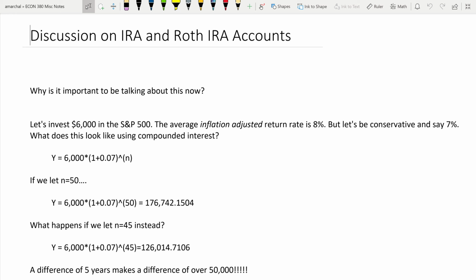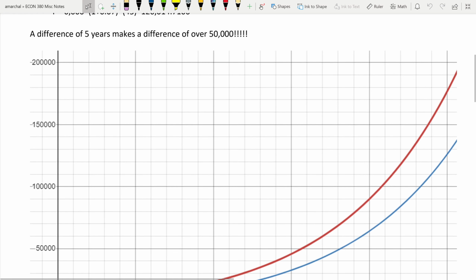So 6,000 times 1.07 to the 45th power is $126,014.71. So we already knew that compounding interest does a lot. In the long term, it gives huge benefits. However, when we're looking out towards the limit, just a difference of 5 years between when you invested those $6,000 makes a difference of over $50,000. And we can graph that right here.